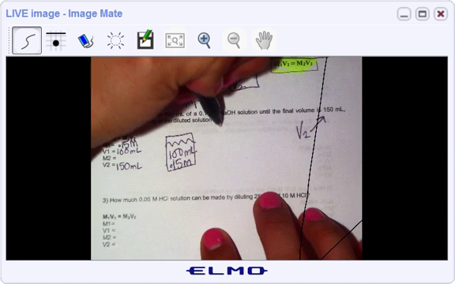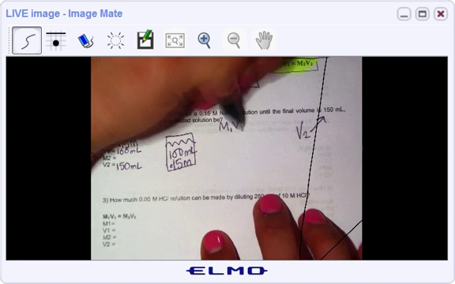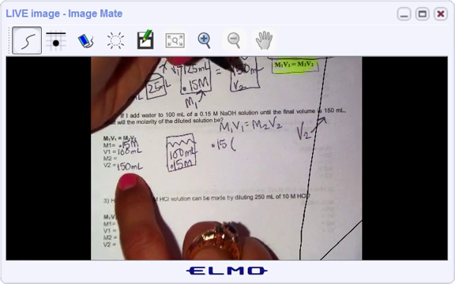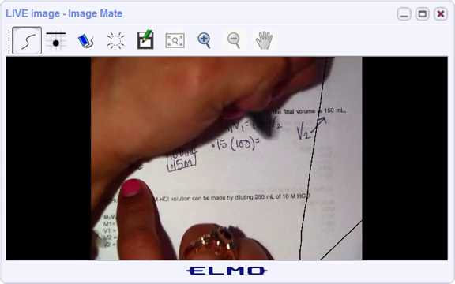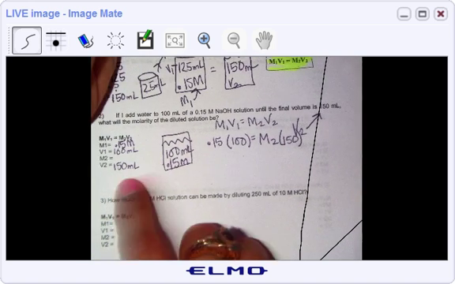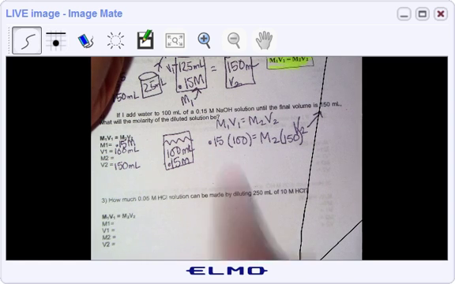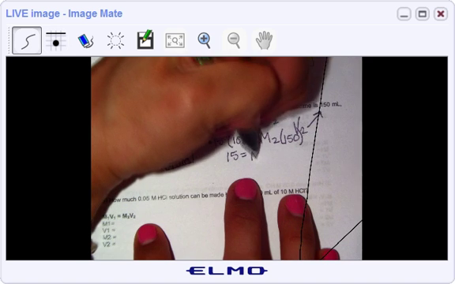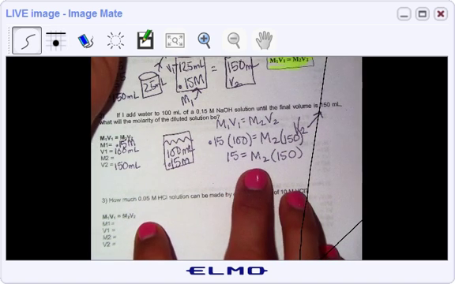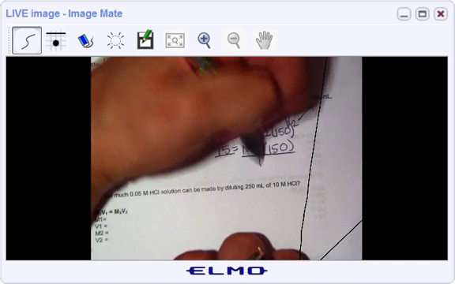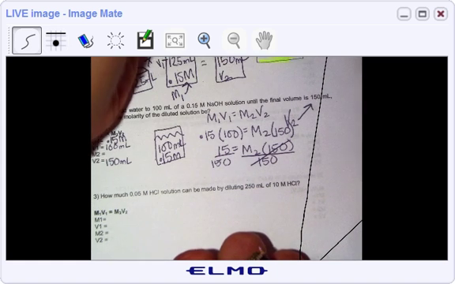So I'll plug in everything to the formula. I don't know what M2 is, and V2 is 150. So I'm going to work this out first. The two numbers I can multiply, I'm going to multiply them in my calculator. It gave me 15. I want M2 all by itself. So I'm going to divide by 150. That cancels.